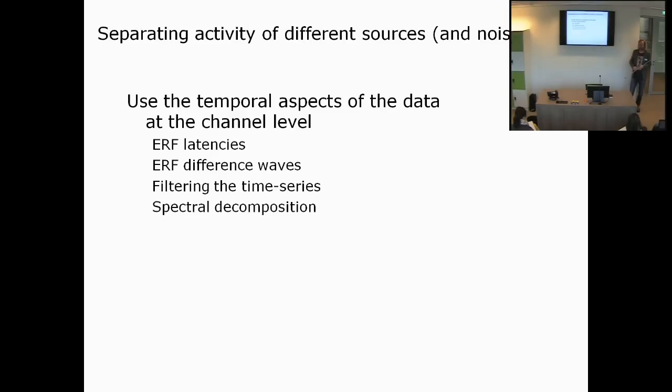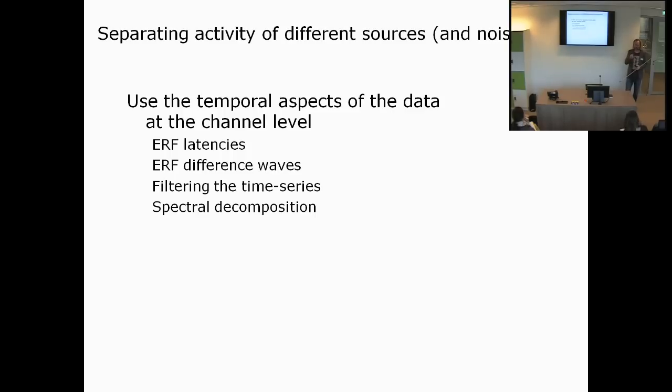To separate activity of different sources, but also of noise, like we have physiological sources of activity, like the heart. The cardiologists in the hospital would consider that their signal, we consider it noise. We have muscle activity, the neurophysiology people would consider that a signal, we consider it noise. We have cars driving by, so there's a lot of different sources of noise. They all have their own spatial and temporal characteristics.